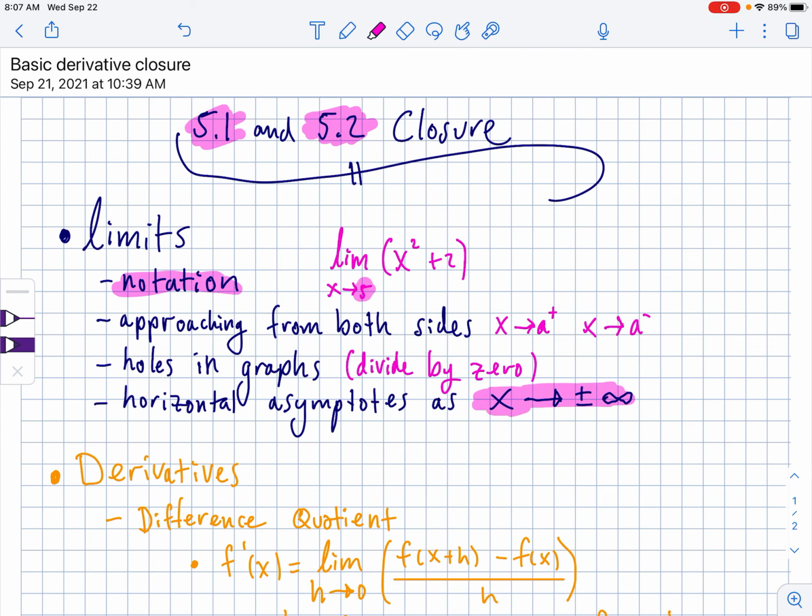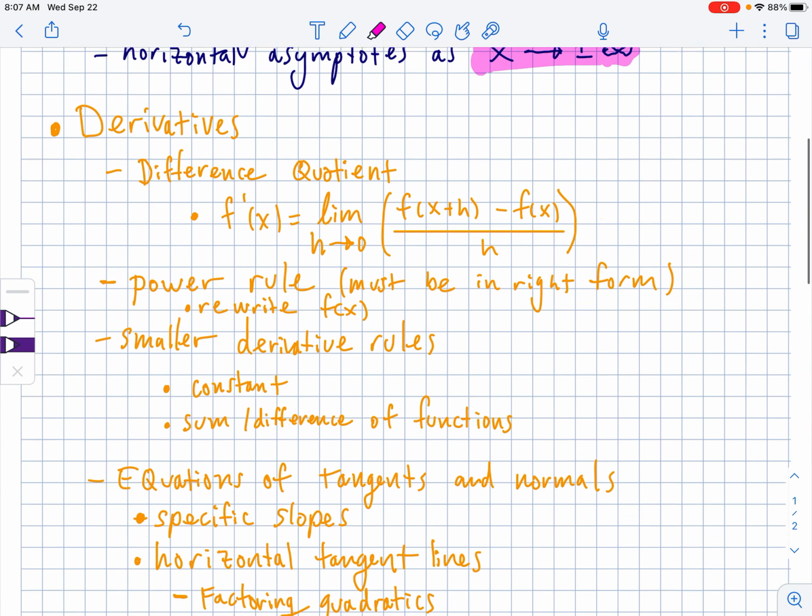Also be comfortable with this sort of notation for horizontal asymptotes. We did do a little bit of finding horizontal asymptotes with rational functions. Remember that the horizontal asymptote from the actual equation is just the ratio of the leading coefficients, only if the degree of the top and the bottom match.